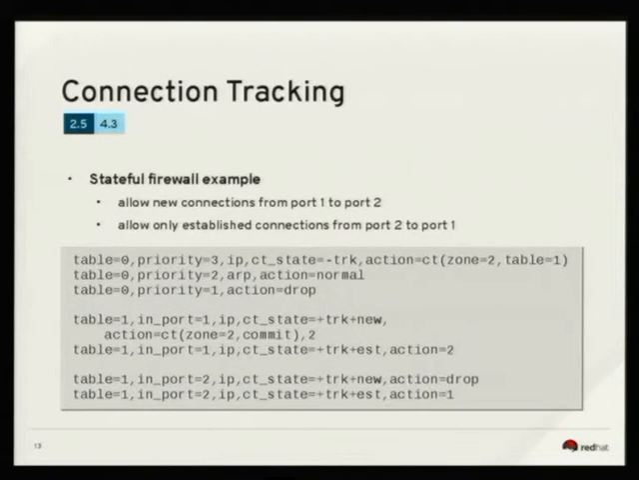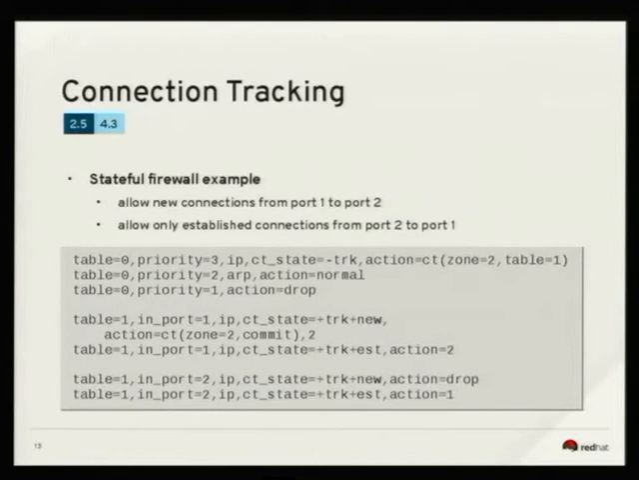So this is an example. Stateful firewall, which allows new connections from port 1 to port 2, but only established connections the other way. So you cannot initiate a connection from port 2. So let's look at this. It's quite complex, actually. So we have table 0. We have three rules. They have different priorities.